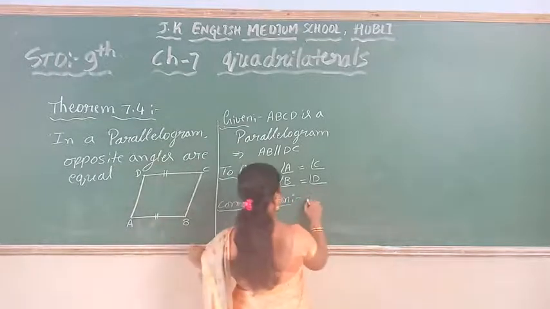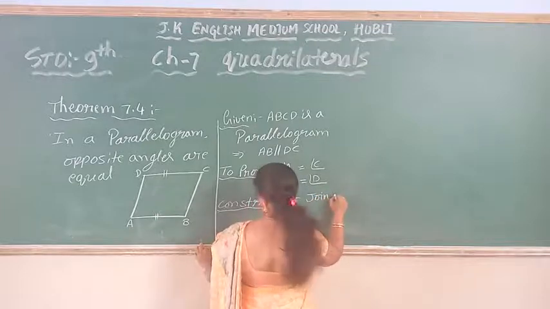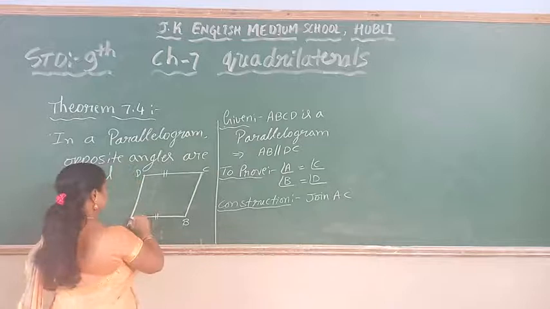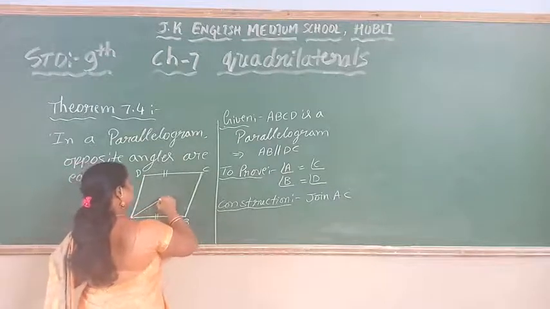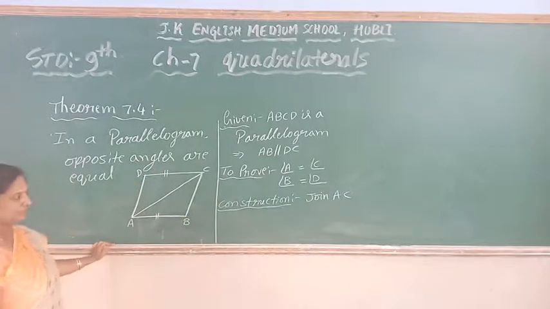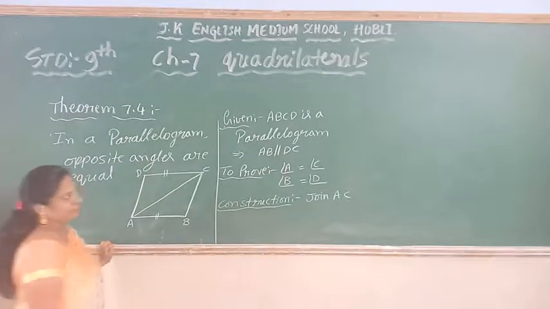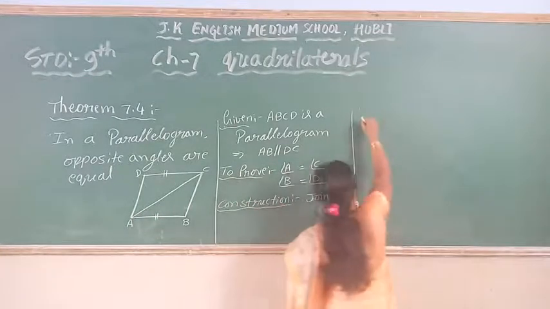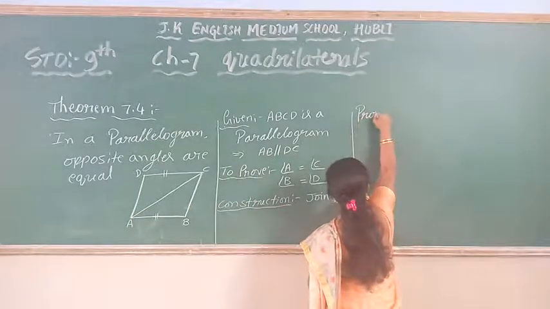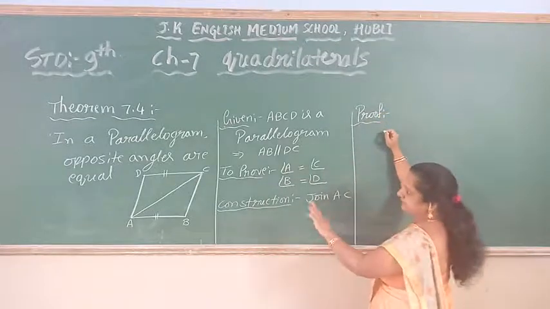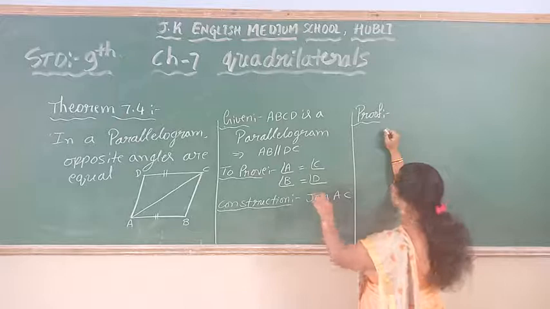Join AC. Join A to C. Okay, if I join, then prove, in triangle ABC.